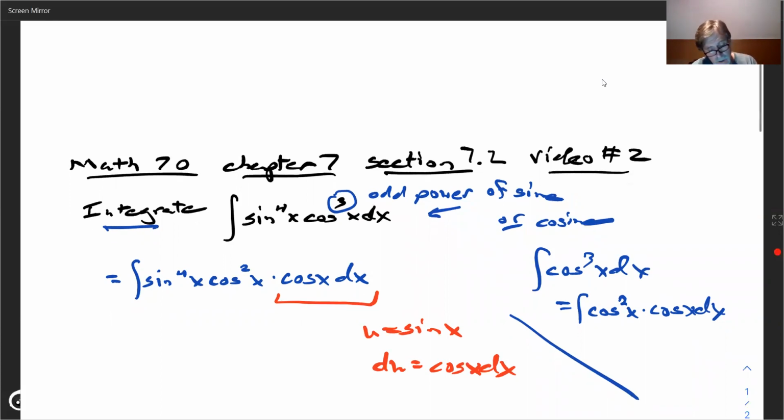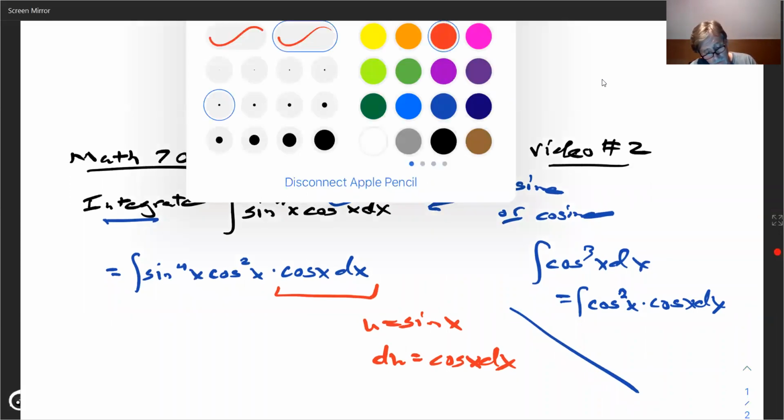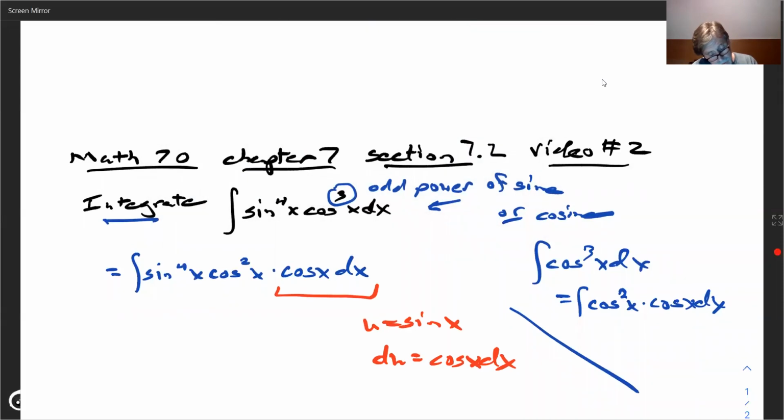But here's the trouble. I don't have just sine. What I've also got in the integral is sine to the 4th, but then I have cosine squared. So what you have to remember is the next thing to do is change cosine squared into 1 minus sine squared. Okay, and now you still have this cosine of x dx.